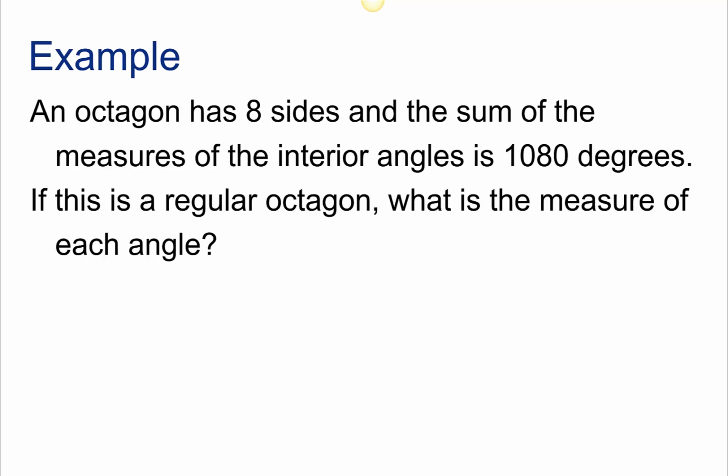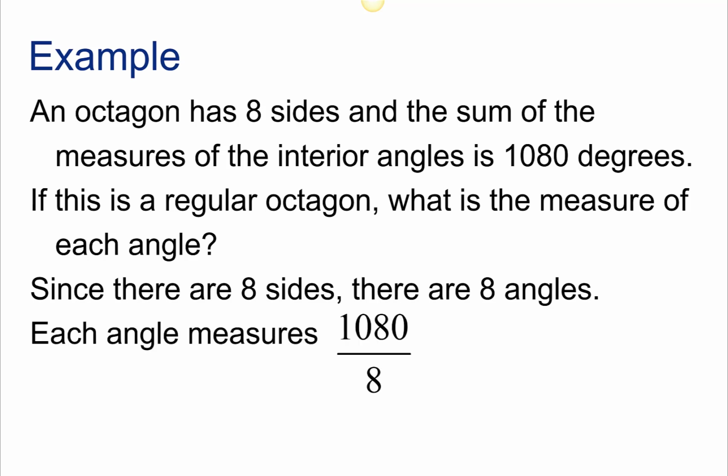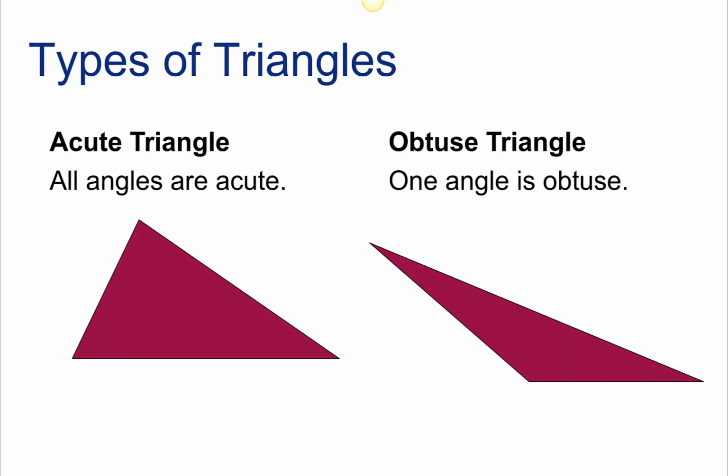Now we also want to know that if this is a regular octagon, what's the measure of each angle? So if it's a regular octagon, there's 8 sides and 8 angles, and each of those angles is going to have the same measurement, which is 1,080 divided by 8, or 135 degrees.